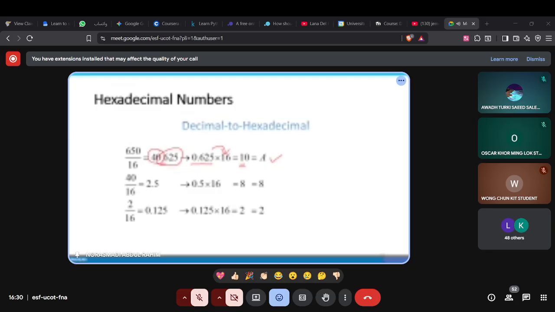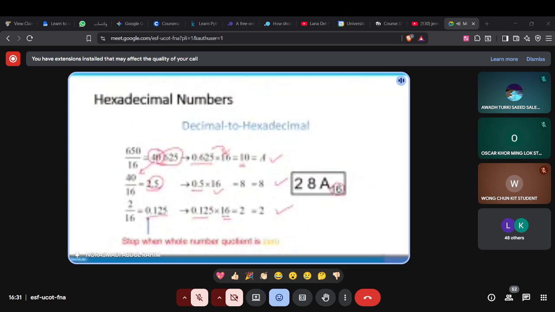Then take the whole number here, 40, divide by 16, you get 2.5. Only 0.5 here, multiply by 16, you get 8. Okay, this one is 8. And 2 divided by 16, you will get 0.25. Multiply by 16, you will get 2. Then same as before, stop when the whole number equals 0. So the answer from LSB to MSB is 28A in base 16, the hexadecimal. So you need to write the base, 16. Hexadecimal is base 16, decimal is base 10. Later on, 8 for octal.